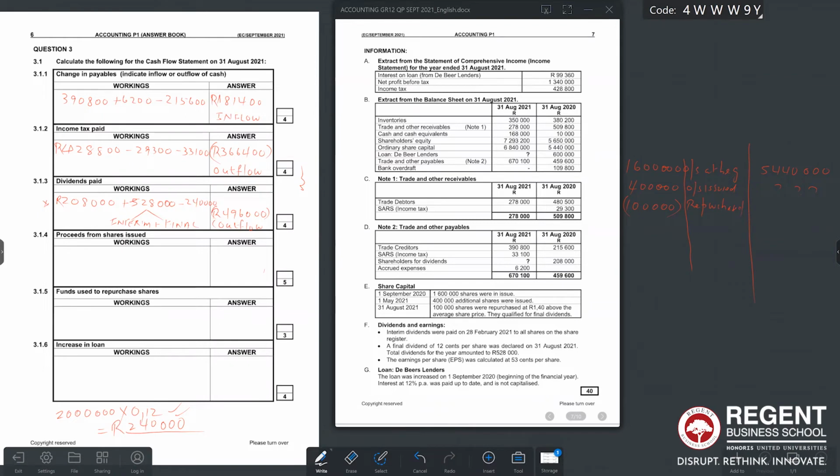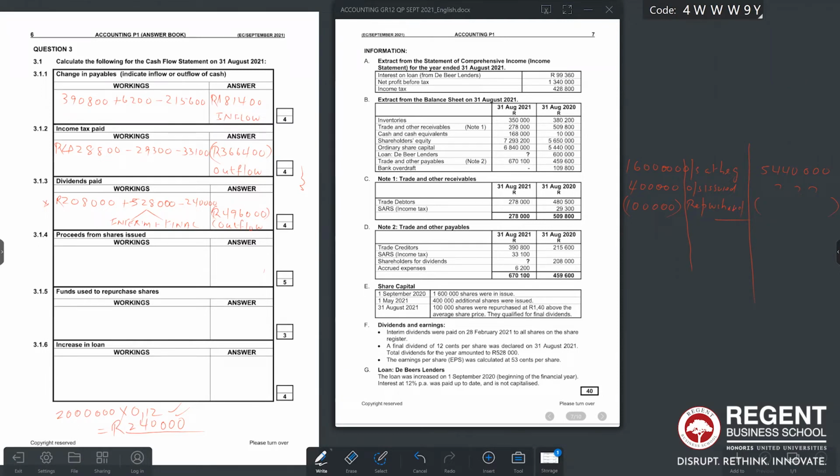But they didn't tell me the average price. They only told me that it was at 140 above the average. I don't have this figure also. That figure is a minus. I don't have that answer. I don't have it.